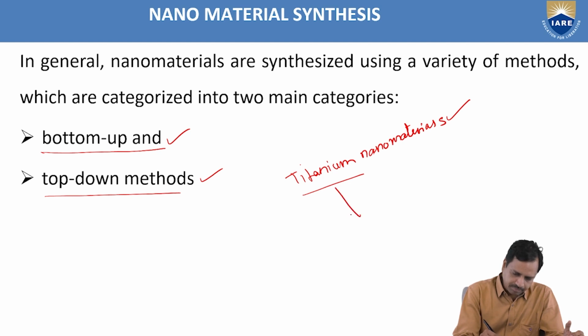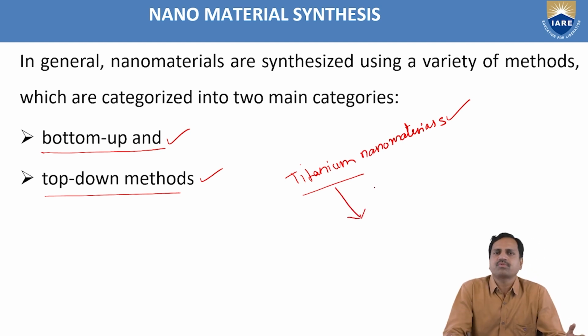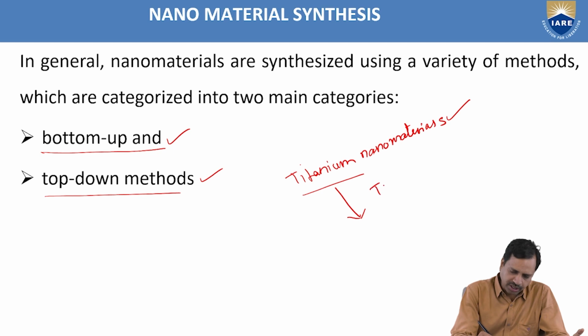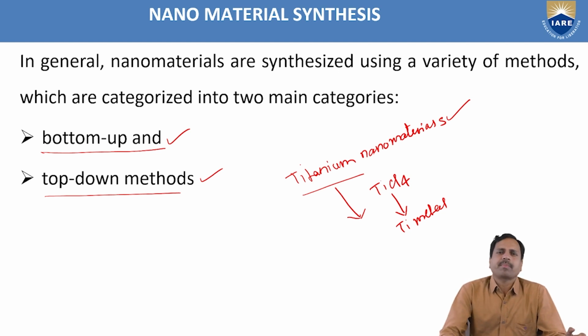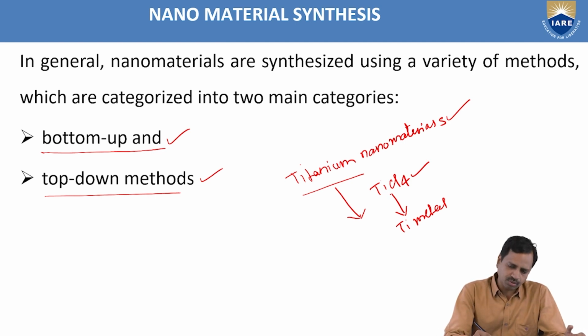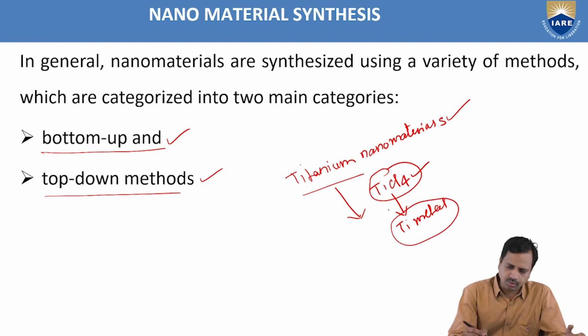We'll take the titanium source. Suppose the titanium source is titanium tetrachloride. So from the titanium tetrachloride, we'll bring the titanium metal, right? So in the bottom up approach, what is the source here? Titanium tetrachloride. What is our metal? Titanium metal.